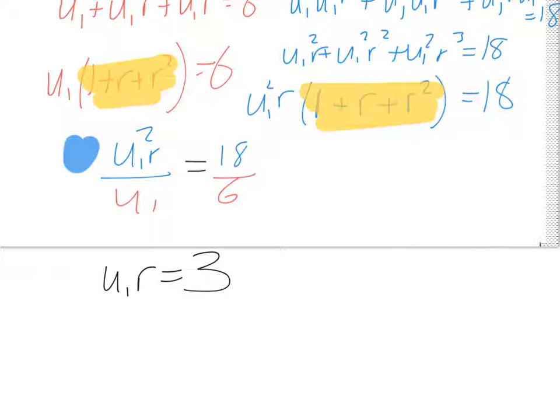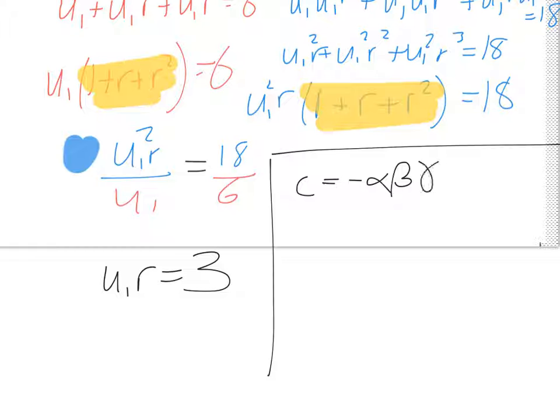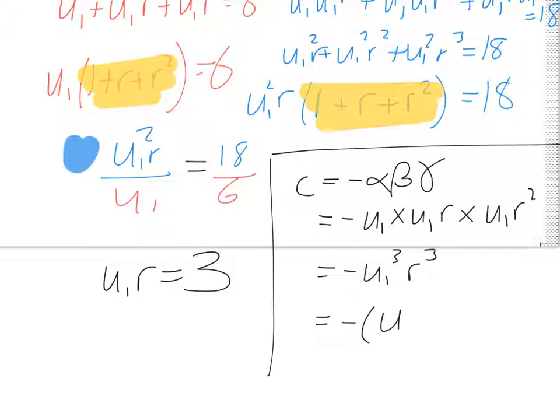Now it may look like we haven't achieved much there because we've still got two unknowns, but remember what we're trying to aim for. We're trying to aim for C, which is minus alpha beta gamma, or minus u1 times u1r times u1r squared, or minus u1 cubed r cubed. Or to put it even more explicitly, it's minus (u1r) cubed, which is minus, from here, 3 cubed, which is minus 27.